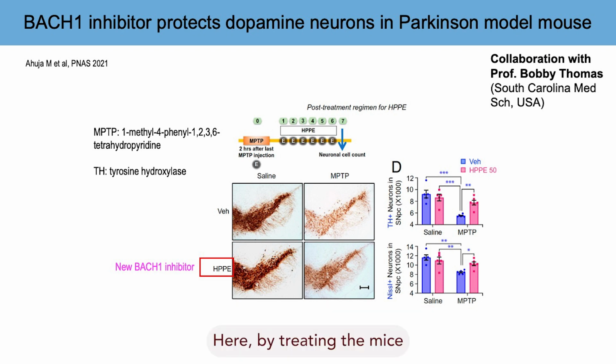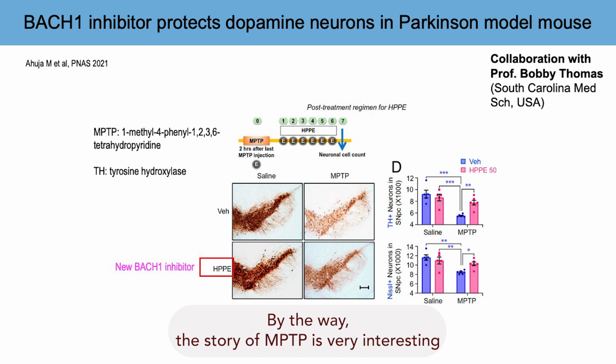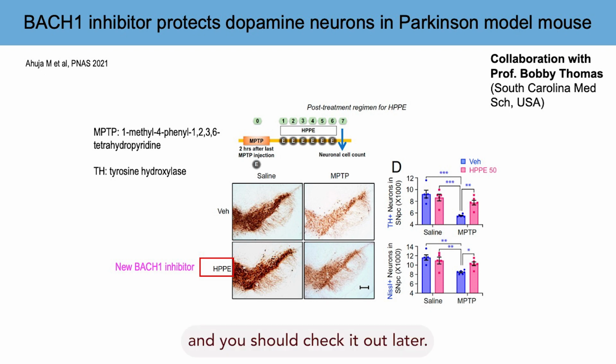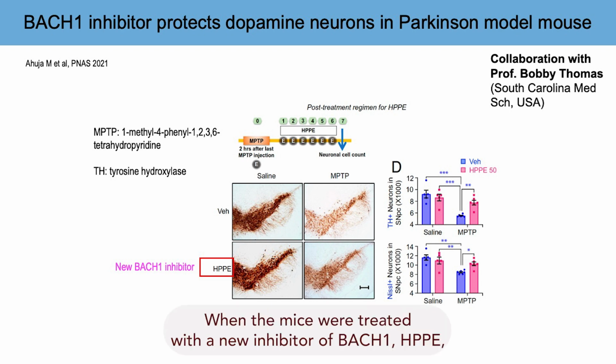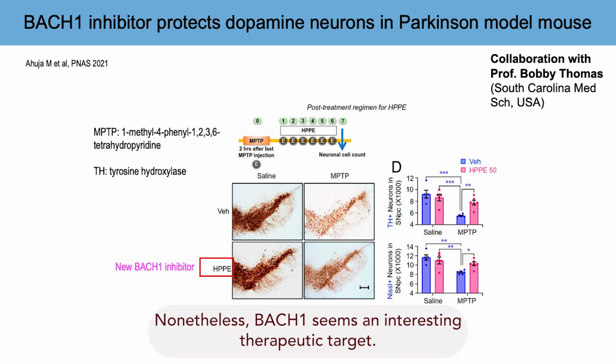Here, by treating the mice with a drug called MPTP, death of dopamine neurons was induced. This is one of the widely used models of Parkinson's disease. By the way, the story of MPTP is very interesting and you should check it out later. Anyway, with MPTP, dopamine neurons were reduced. When the mice were treated with a new inhibitor of BACH1, HPPE, the loss of cells became less. At this moment, we do not know if the cell death in response to MPTP is ferroptosis or not. Nonetheless, BACH1 seems an interesting therapeutic target.